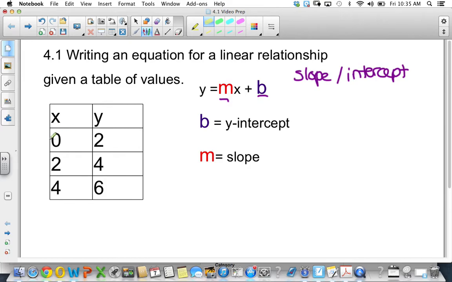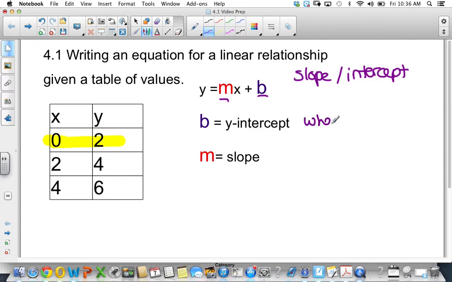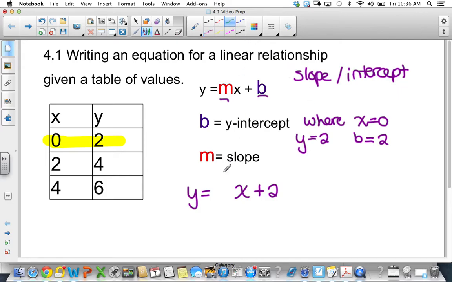The y-intercept is where x is 0. And if you notice, when x is 0, y is 2. So in this case, y would be 2. And therefore, our b value would be 2. So when we plug this into the formula, it'll be y equals some value for m, x plus 2. We're putting a plus because the y-intercept is a positive number. So the next thing we're going to find is the slope.